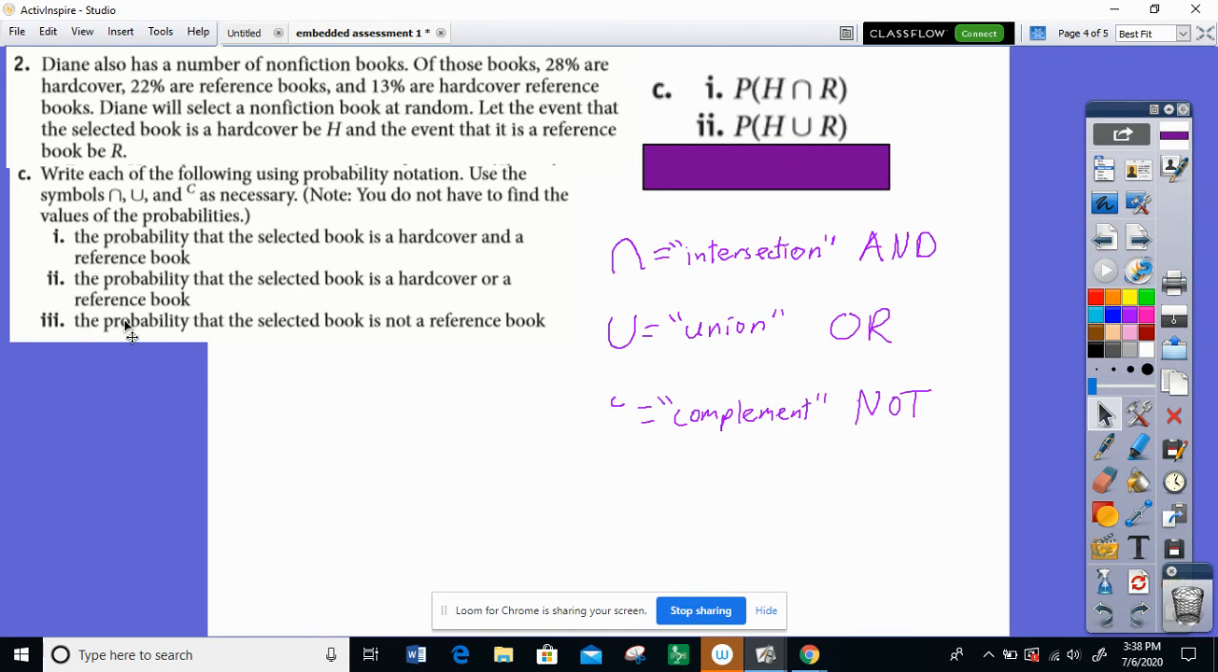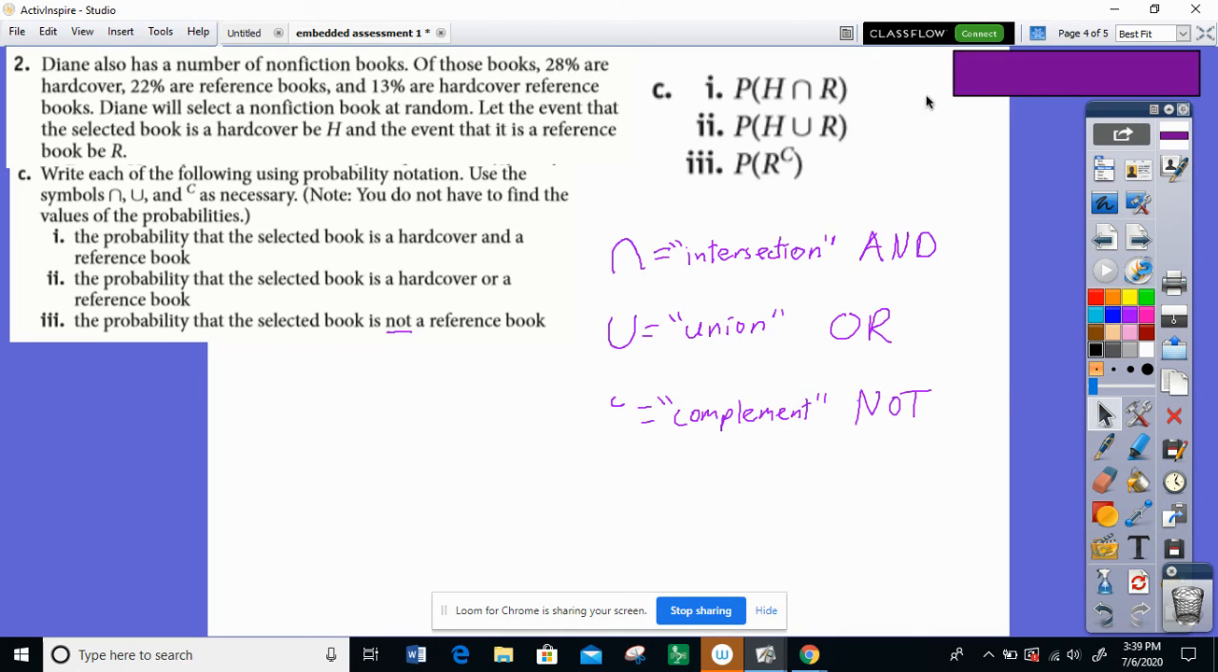And then number 3 says the probability that the selected book is not a reference book. Well, to get the event where an event does not happen, we use the complement symbol. So that would be the probability of not a reference book, or in set notation language, that would be the probability of R complement. All right, that's it for this embedded assessment.